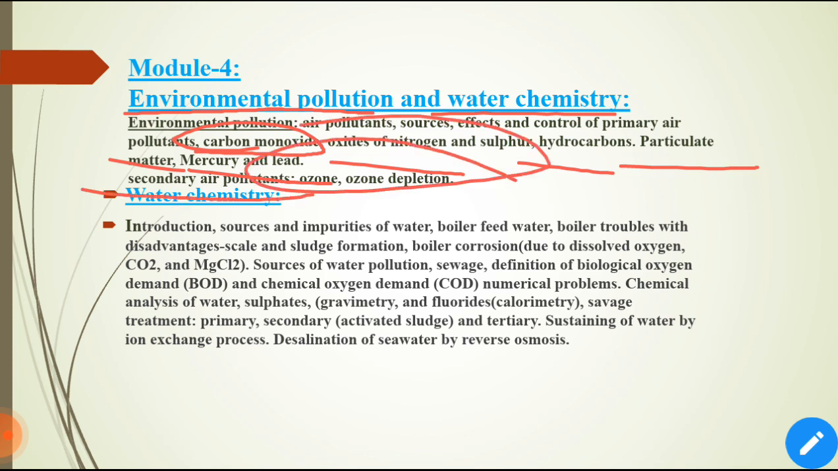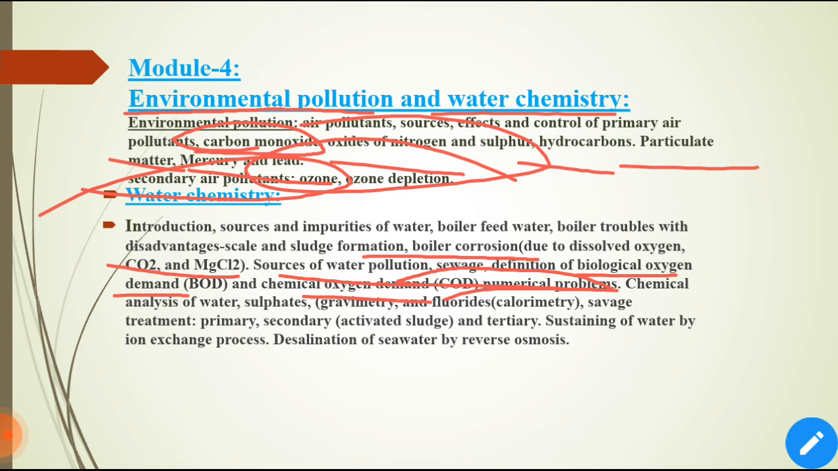Next, water chemistry. In water chemistry we mainly study the impurities of water, boiler feed water, the troubles involved in boiler feed water, and how boiler corrosion occurs. Next, sources of water pollution. Here we have to study BOD and COD, biological oxygen demand and chemical oxygen demand. Based on chemical oxygen demand, we also have to solve numerical problems.